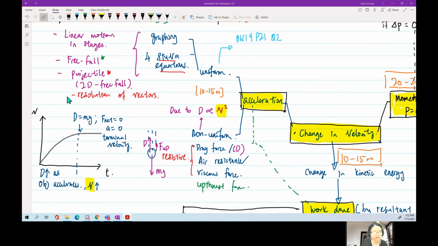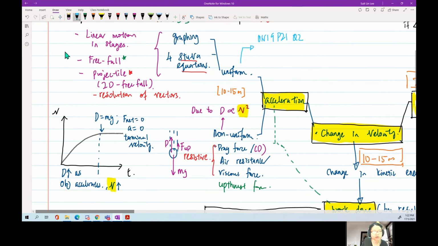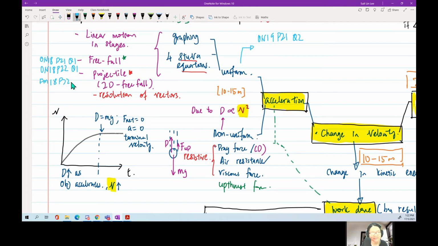Including projectile, I'll write here. This projectile also needs a bit of practice. Projectile very seldom comes out in paper 1. They tend to come out in paper 2. I don't know why. The paper 2-1 variant came out in your trial, I think. I am not sure anymore. Should have done before, but if you haven't, go do. Plenty of projectile in 2018. Okay, good enough. These are all projectile questions.